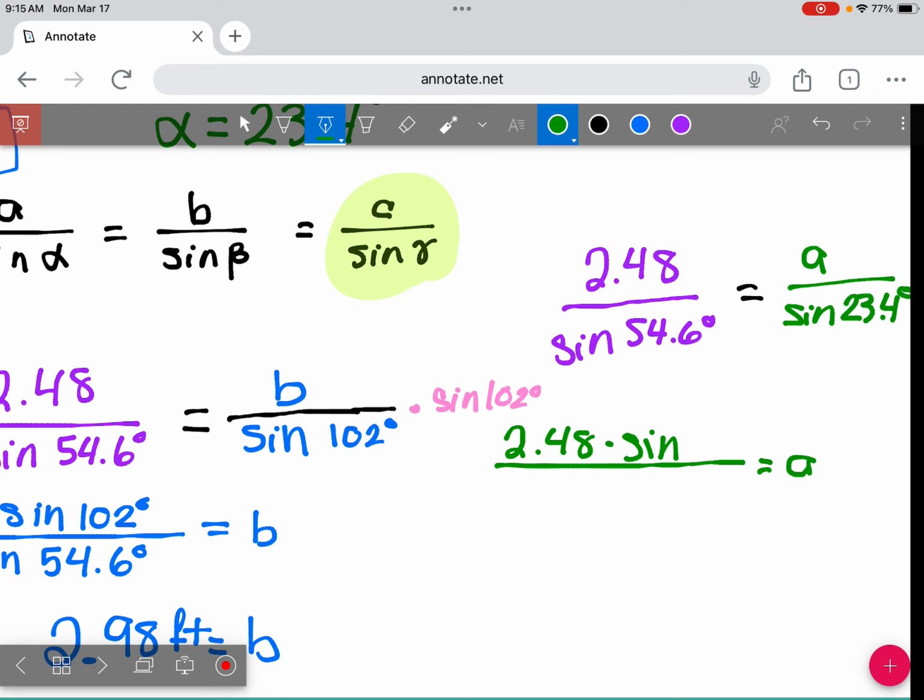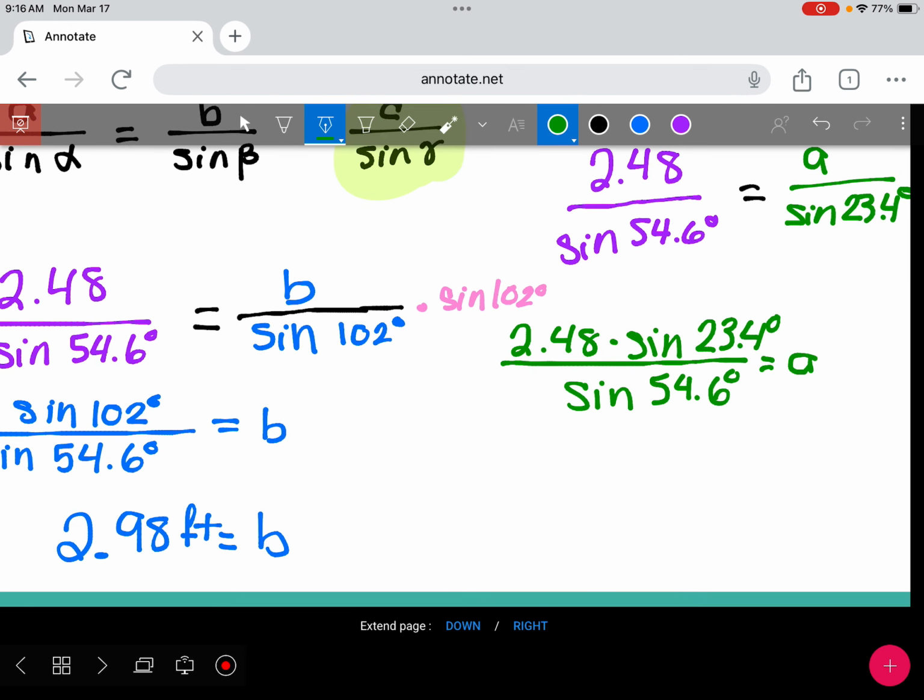Hi. Awesome. Shoot my hand. Coco. So our sine of 23.4, I don't think it's an oohing situation. Over our sine of 54.6.